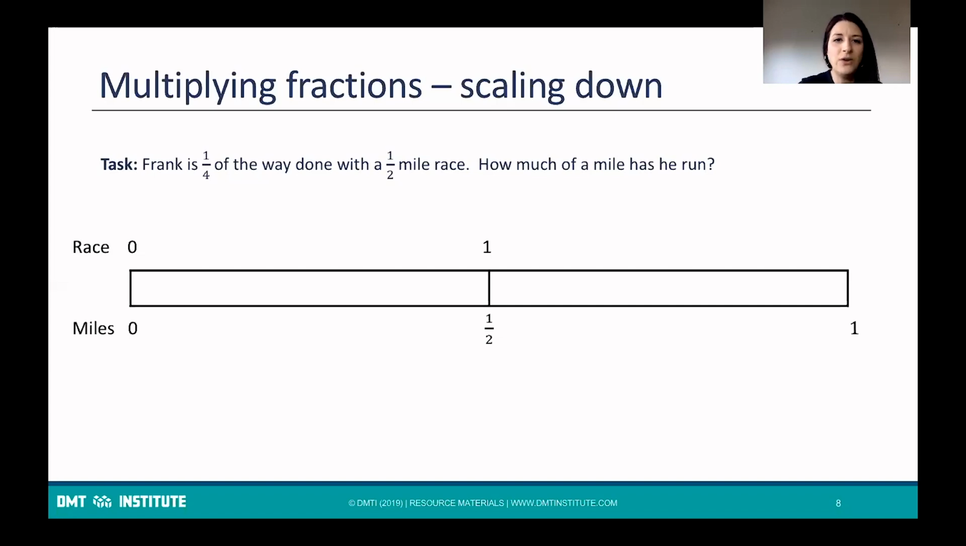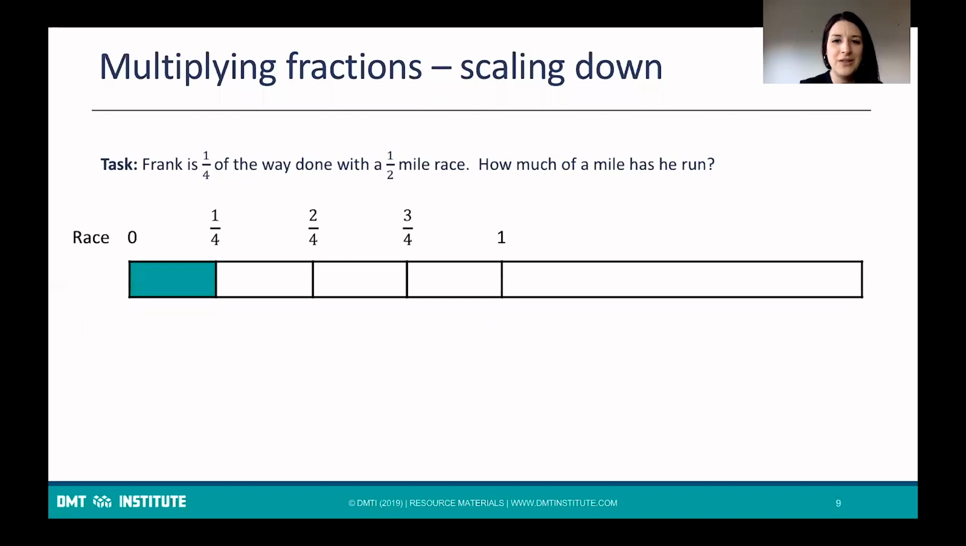Again, we're trying to coordinate those two units and see the relationship between a race and miles. All right, so he's 1/4 of the way done with the race. The first thing I might do is partition that unit of one race into fourths. Then I can look at 1/4 of the race, which is that green spot, and see this is how much of the race Frank has run. The problem is that I need to know how much of a mile he's run. So conveniently, I can go back to that fraction language and ask how many of these smaller units it takes to compose 1 mile, which is going to get us that unit size.